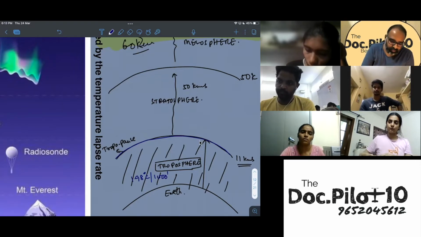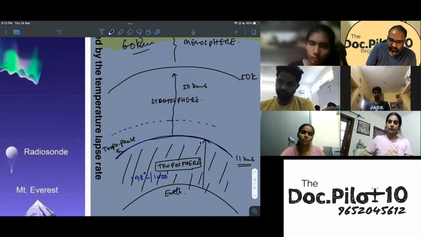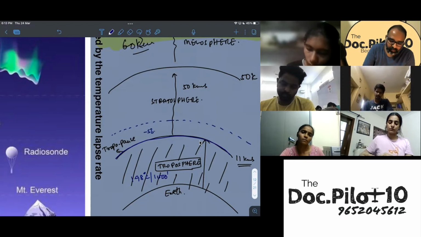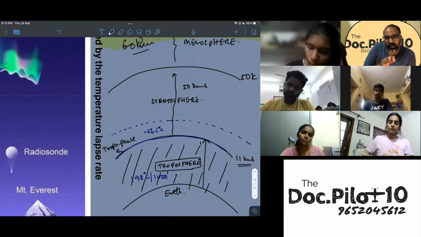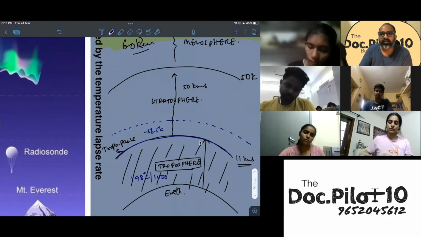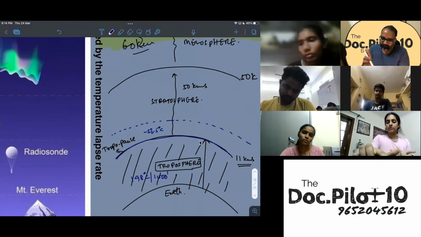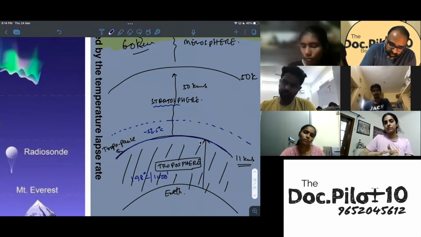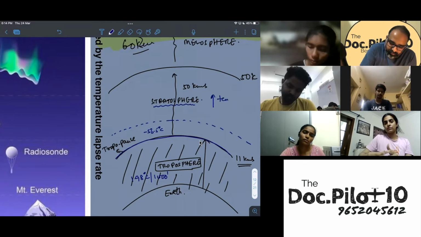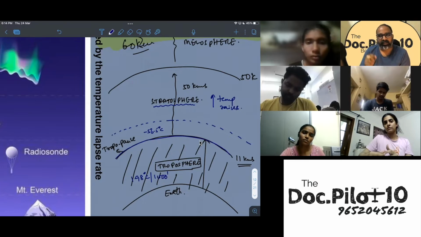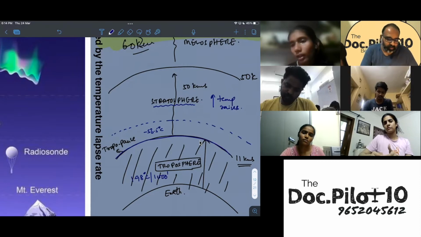Correct. Initially, 11 to 20 kilometers, the temperature is constant at minus 56.5 degrees centigrade. Thereafter, the temperature rises by how much? 1 degree Celsius per kilometer or 0.3 degrees Celsius per 1,000 feet. Perfect. So, in the stratosphere, as you go up, the temperature rises. Can someone say why? I did not teach you, but yesterday I gave you a hint. Because of the ozone layer. Very good.